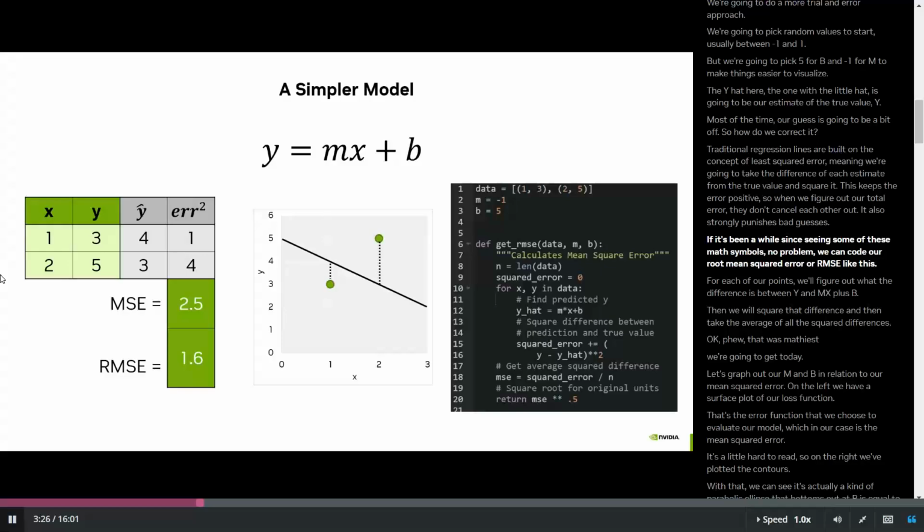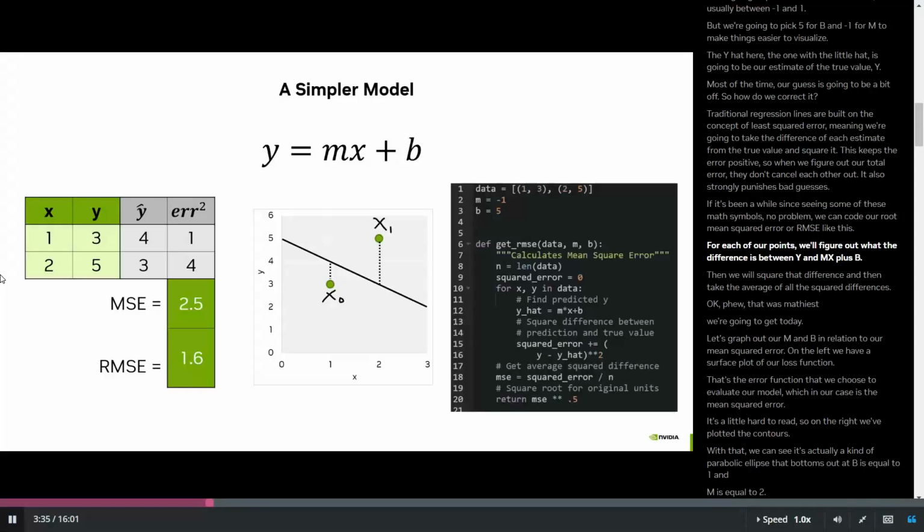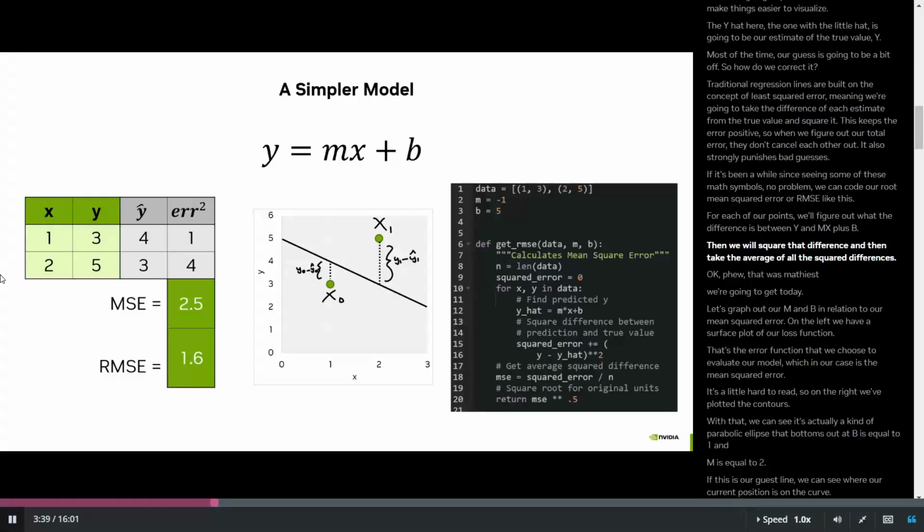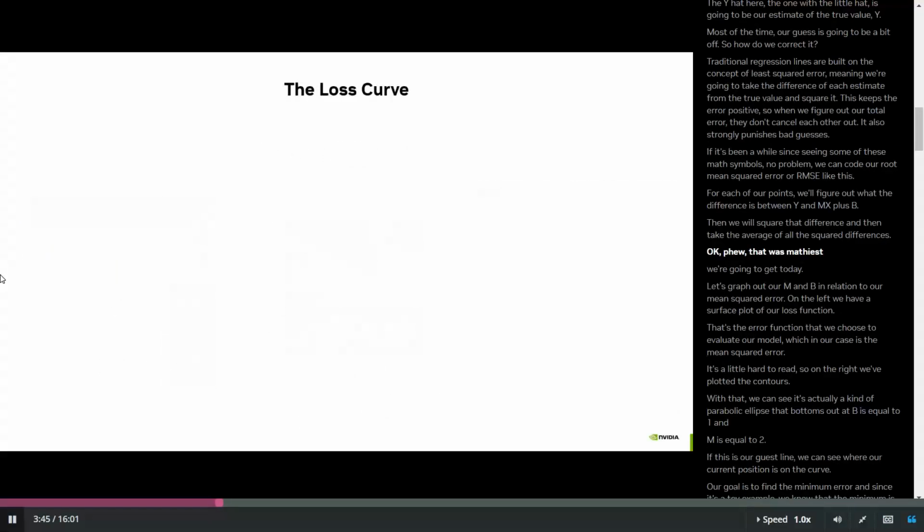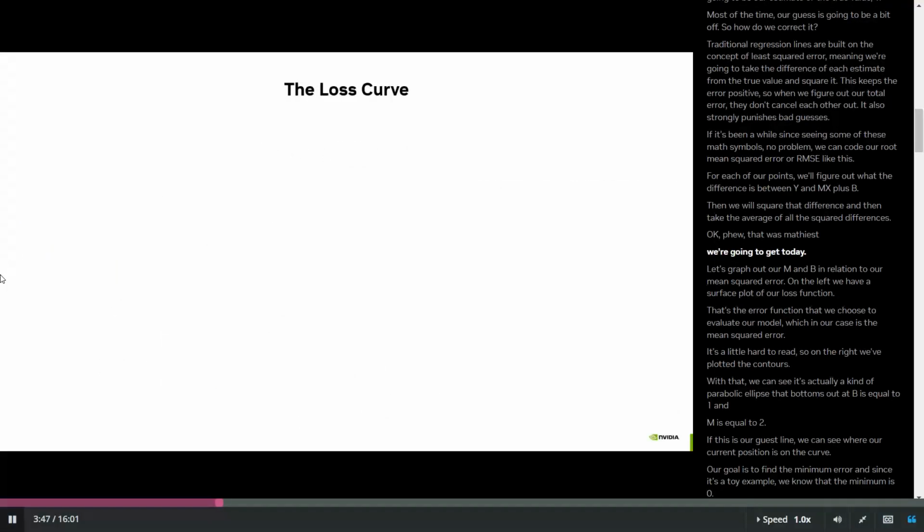If it's been a while since seeing some of these math symbols, no problem. We can code our root mean squared error, or RMSE, like this. For each of our points, we'll figure out what the difference is between y and mx plus b. Then we'll square that difference, and then take the average of all the squared differences. Okay, phew, that was the mathiest we're going to get today.